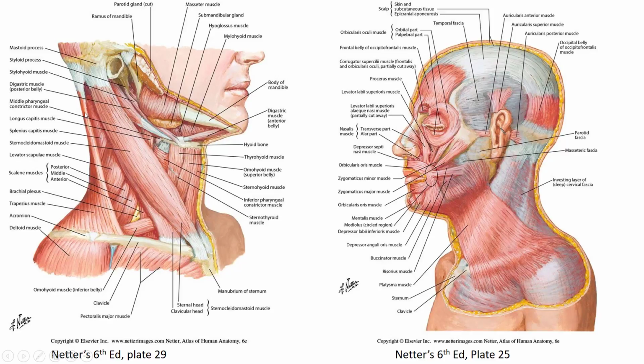Sternocleidomastoid here, sternocleidomastoid muscle. And then lateral to that, and even more superficial, is the platysma muscle. And it attaches up here on the face and goes down over the chin, down the neck, and attaches on the chest and on the shoulder. So you'll see that it's a very thin sheath compared to the sternocleidomastoid muscle.